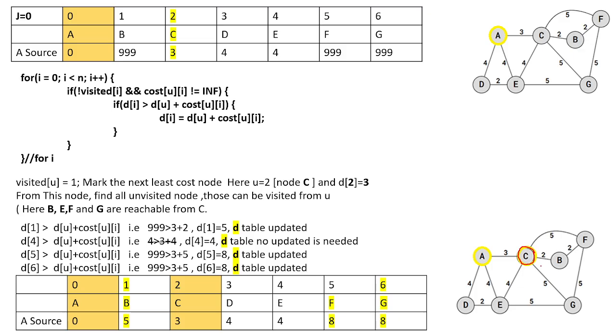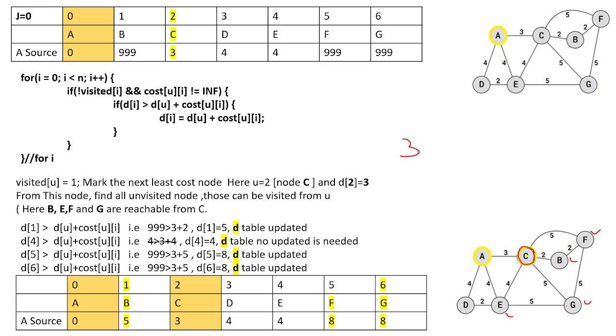From C, what are the neighboring nodes? From C we have F, B, G and E. Four nodes are there: B, E, F, G. Then find the distance. We know the cost to reach C is 3. Then what is the cost of reaching E? 3 plus 4, 7. What is the entry there already? It is 4. So no need to update this one, because this is the costlier one. The direct path is 4, but if you take it via C, it is 7. So no need to update.